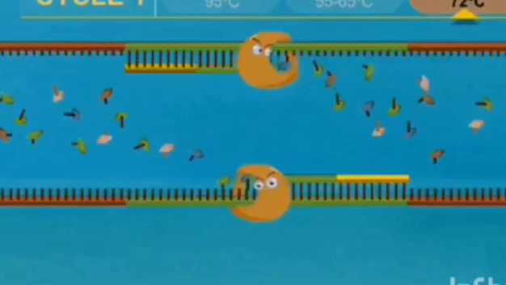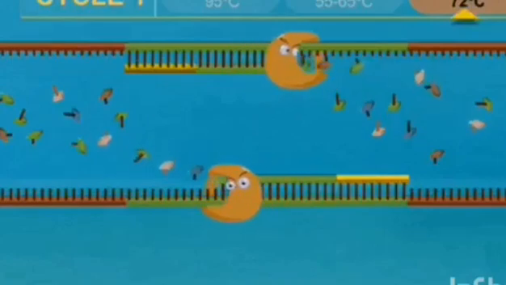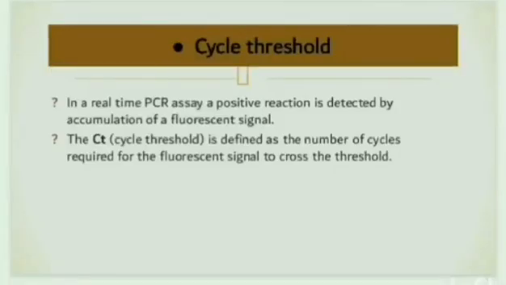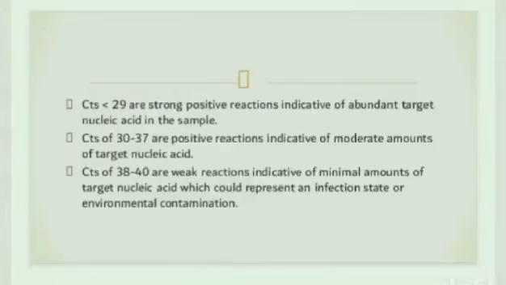Cycle threshold. In a real-time PCR assay, a positive reaction is detected by accumulation of a fluorescent signal. The CT, cycle threshold, is defined as the number of cycles required for the fluorescent signal to cross the threshold. CTs of 29 or less are strong positive reactions, indicative of abundant target nucleic acid in the sample.